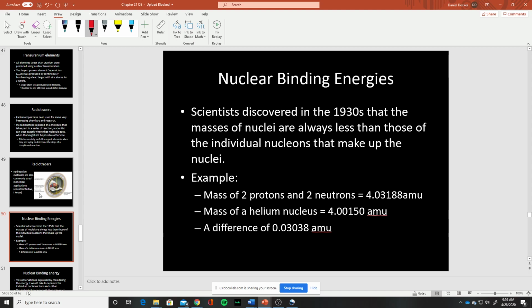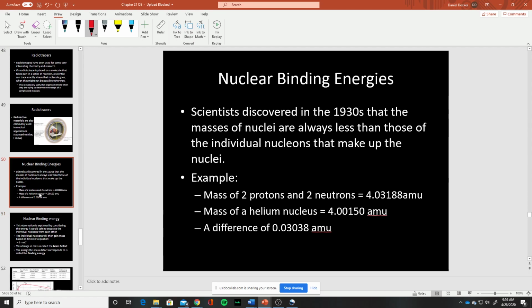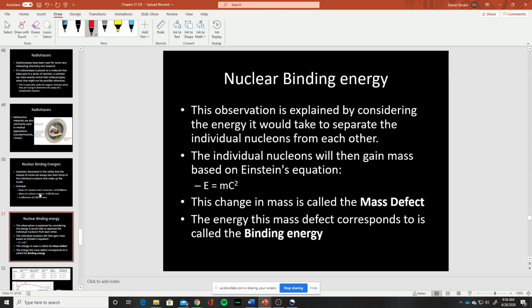Understanding generally what happens when you make a nucleus from individual particles. So we talked about that here, where the individual particles weigh more than the nucleus does. So if you take 2 protons and 2 neutrons separated, they have a certain mass, but when you put them together in a nucleus, they have less mass, and that is what we call the mass defect. It's because they're more stable. They're actually at a lower energy, and because they're at a lower energy, they have less mass, based on Einstein's equation. So just understanding that generally.